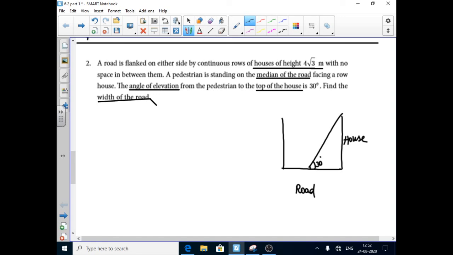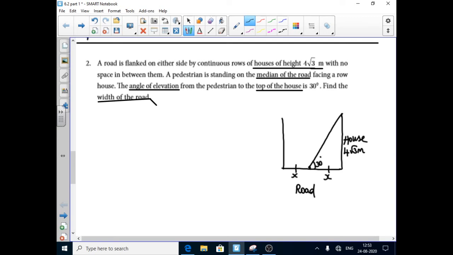So now you have to complete this one. The height of the house is given as 4 root 3 meter on both sides. So here I write 4 root 3 meter. The pedestrian is standing in between these two, so I take these two distances as equal. I take this one as x, here also x. An unknown value you can take as x. If height is asked you can take it as height, if distance is asked you can take it as y. Here I take it as x.